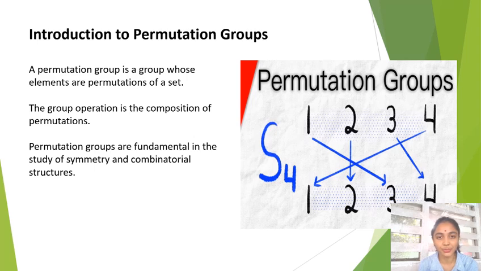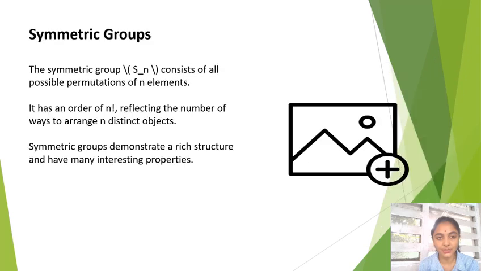Introduction to permutation groups. A permutation group is a group whose elements are permutations of a set. The group operation is the composition of permutations. Permutation groups are fundamental in the study of symmetry and combinatorial structures.